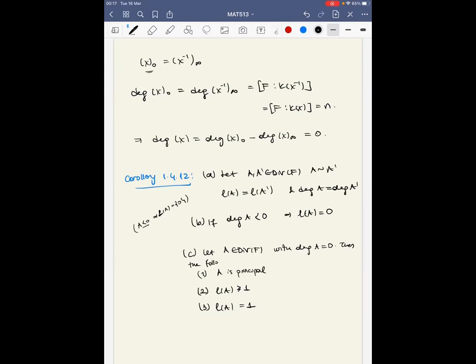Then the following are equivalent. And in order to prove statement A, we apply the definition of the equivalent divisor. That means if we write the divisor A prime as A plus the principal divisor of x with some non-zero x, its degree will be the sum of the degree of A and the degree of the principal divisor of x. And by theorem 1.4.11, we know that all principal divisors have degree 0, so we get the equality.